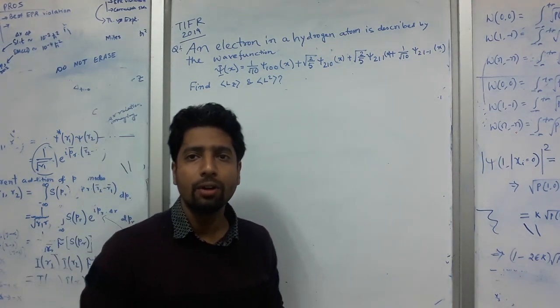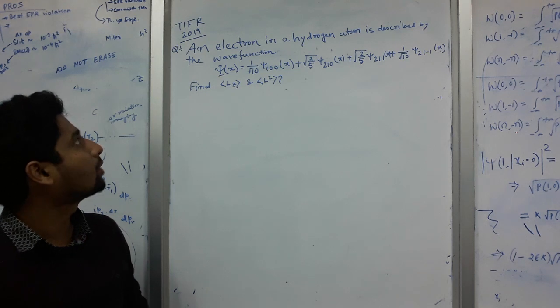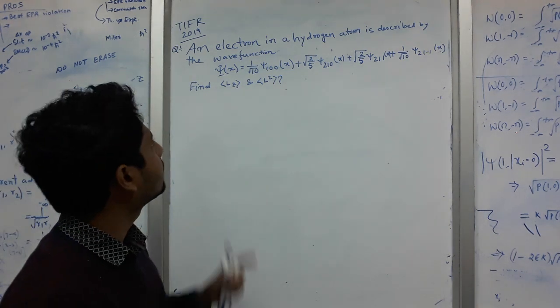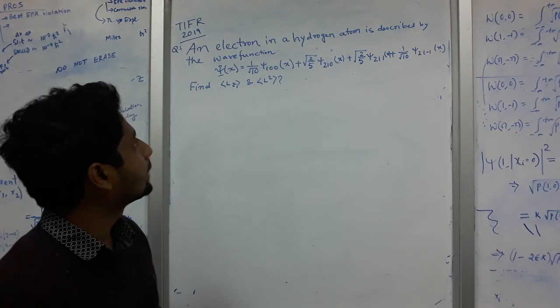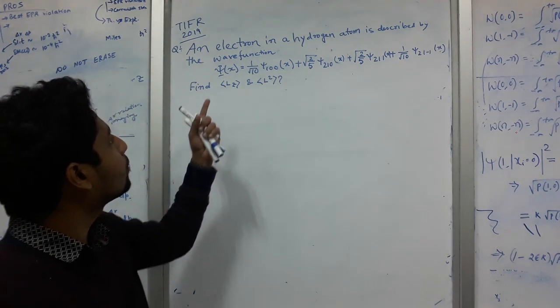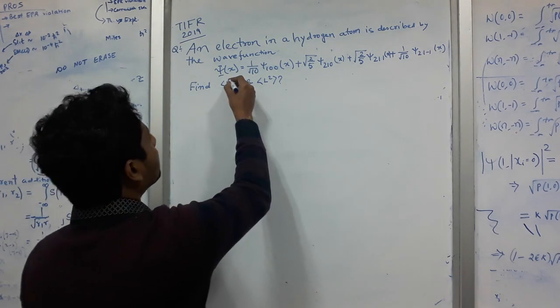Hi, in this video, I will solve a problem from TIFR 2019 on quantum mechanics. So, I will first read the question. It gives the wave function of an electron in a hydrogen atom, and this is the form of the wave function.